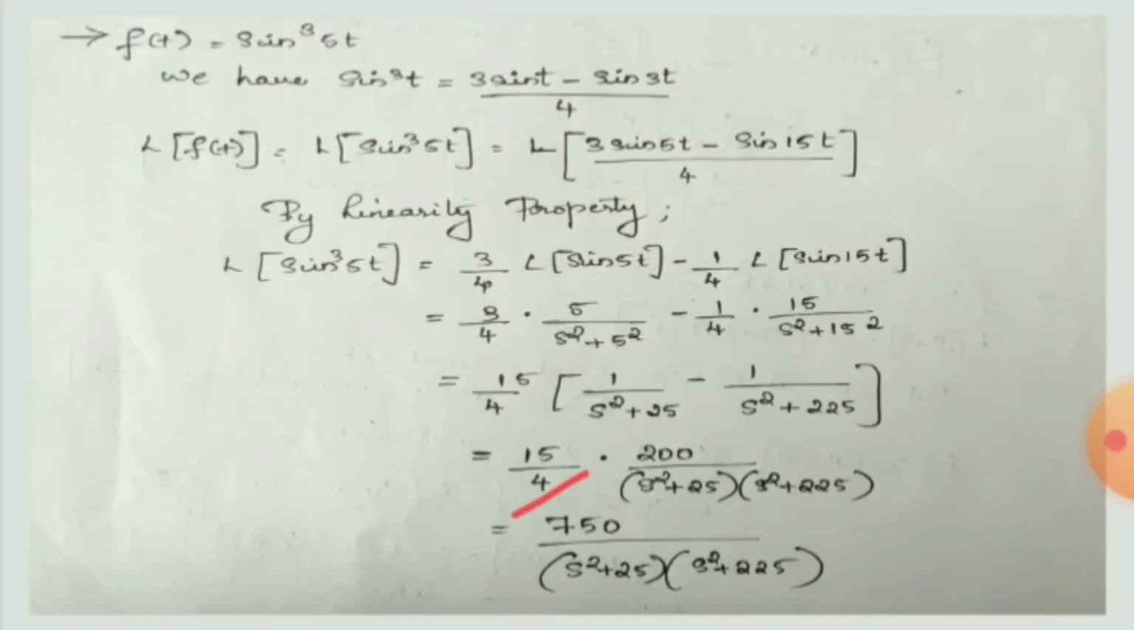Now 4 into 50 is 200. So 50 into 15 becomes equal to 750. So the final value will be 750 by s square plus 25 into s square plus 225.